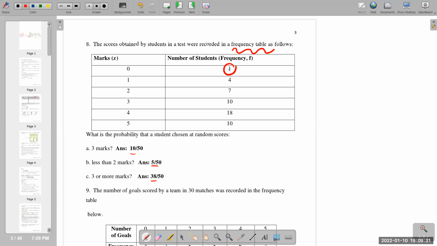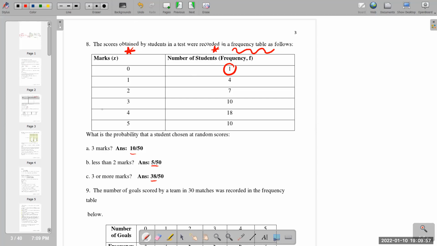What number of persons got the maximum mark? Do you know the way I asked that question? Which side should we be looking at? Should we be looking at the mark side or the number of students side? I say, how many students got the highest mark?